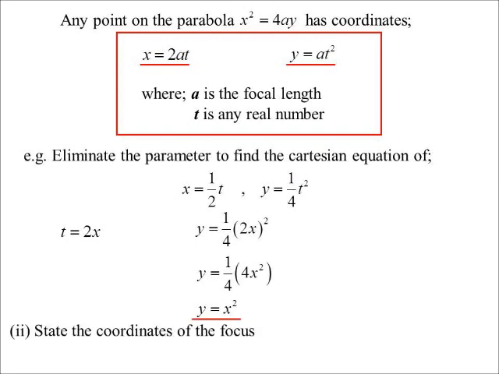The coordinates of the focus, well, we've now got a couple of ways of doing it. We could look at the final equation and go, we know x squared equals 4ay, so 4a is 1. Or we could look at the parametrics and say, I know x is 2at, so 2a is a half. Or I could look at the y one and go, I know y is at squared, so a straight away is a quarter. Whichever way we choose to do it, we end up with a being a quarter. So the focus, remember, was 0, a. So the focus will be 0, a quarter.